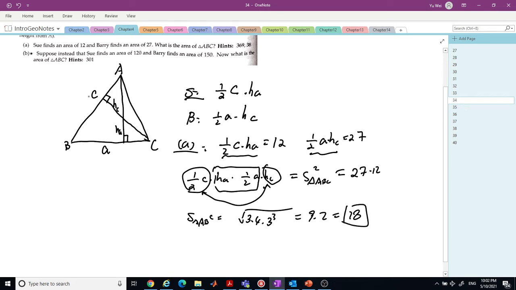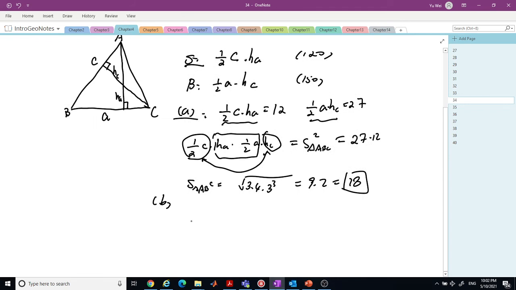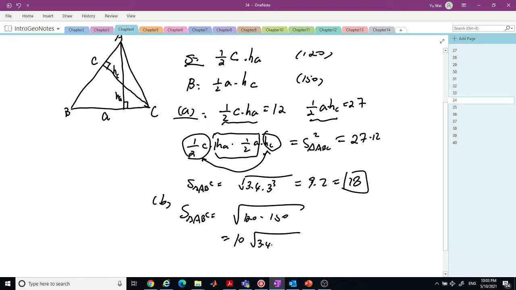Okay, so the second question is very similar. It tells you that Susie finds 120 and Barry finds 150, right? So it's just the same thing. The area of ABC is equal to the square root of 120 times 150, which is equal to 10 taken out, and 3 times 4 times 3 times 5. So it's 6, so 60 square root of 5.